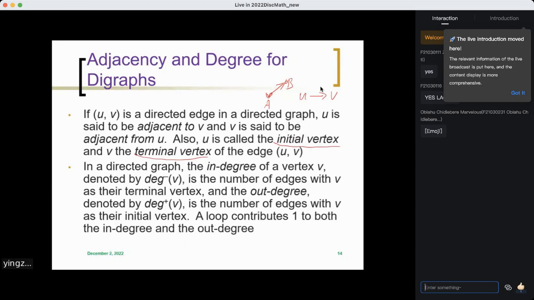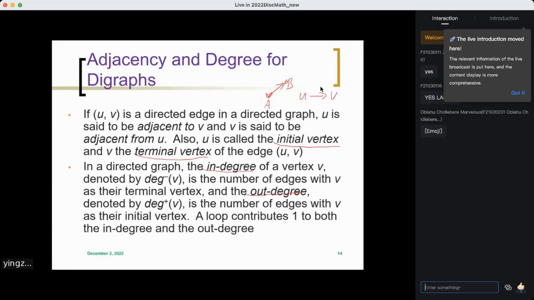So for the degree in a digraph, a directed graph, we have in-degree and out-degree, connected with the in edges and the out edges. We know the definition of degree is the sum of all the edges, but now the edges have a direction, so we separate them into in edges and out edges.